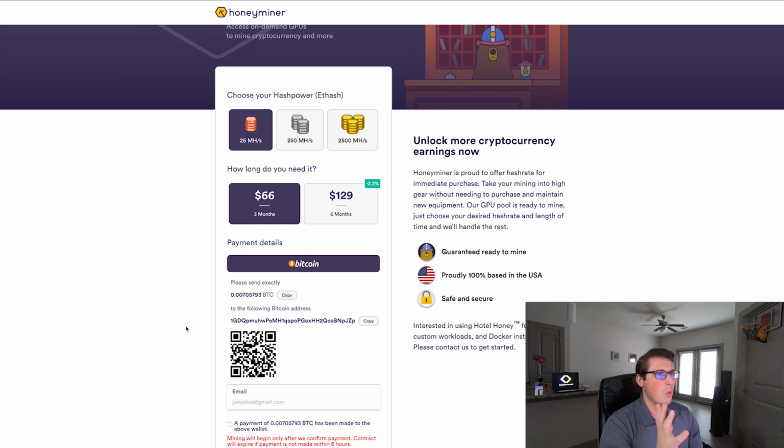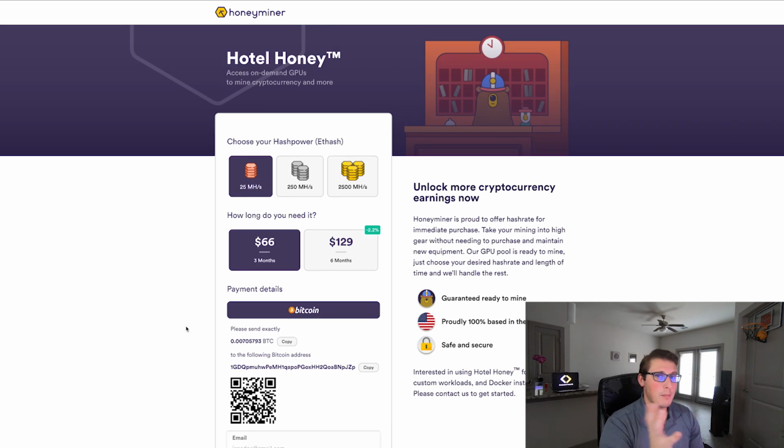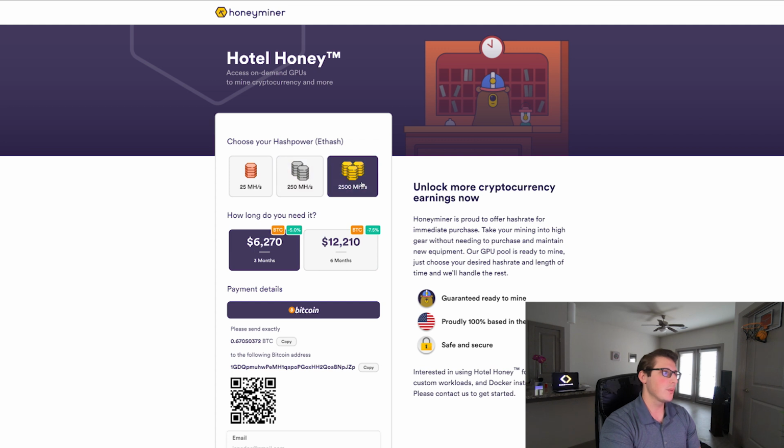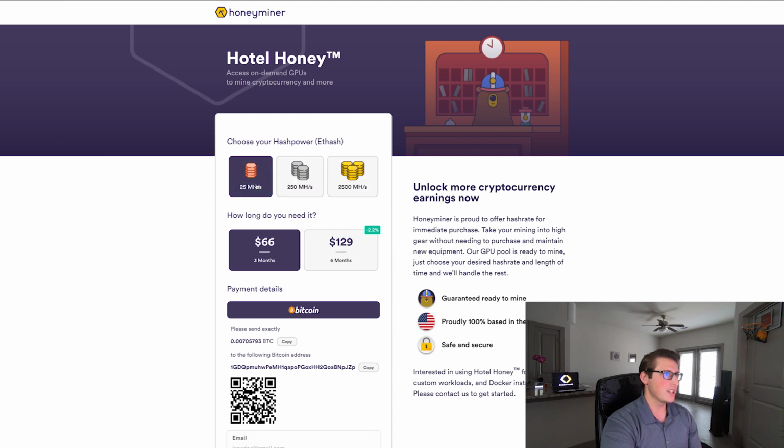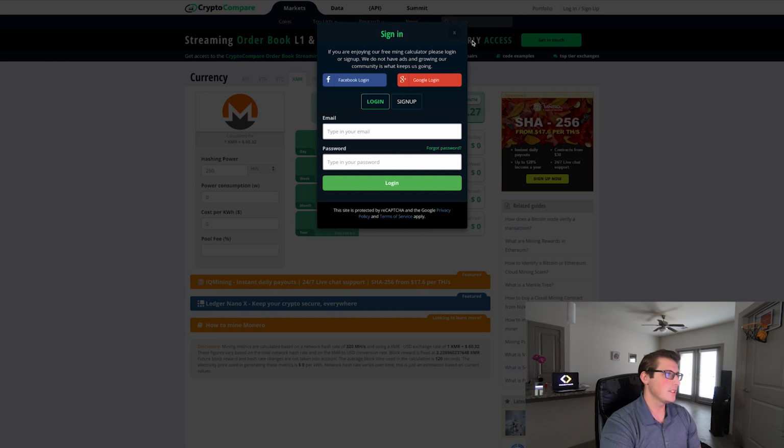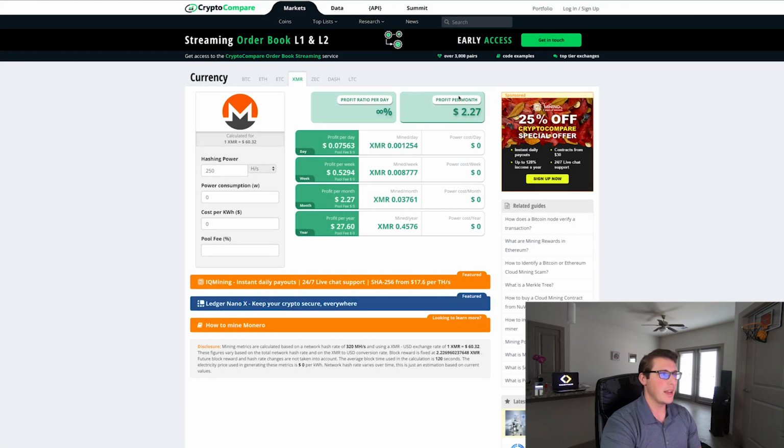Basically, if you don't want to go out and buy extra mining equipment, you can rent their equipment for a monthly fee. So you can see right here, to get 25 mega hash, you'd pay $66 for 3 months. I did the math here, and it really just doesn't add up. You'd be making such a fraction of what you're paying that, in my mind, this doesn't make sense. But if you do the math and it makes sense for you, then feel free to do it.